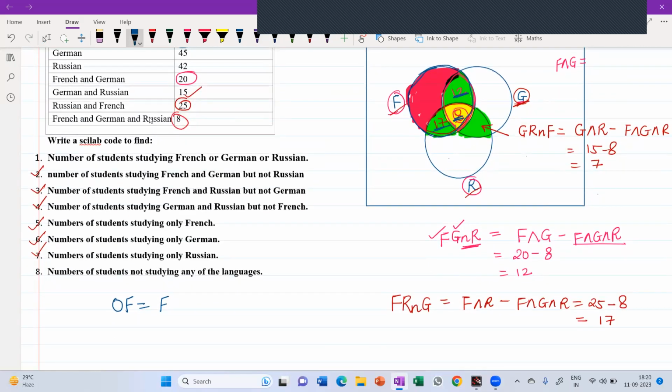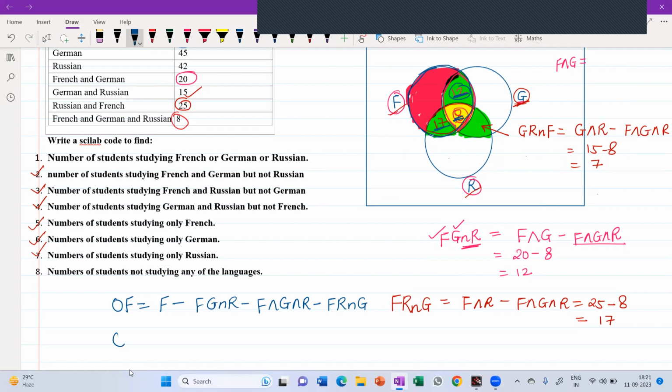So how am I going to write down the formula? F minus this 12, which I had represented as the students who have taken French and German but not Russian, minus the intersection of all three, F, G, and R, minus the number of students who have taken French and Russian but not German. So this is the formula for only French.